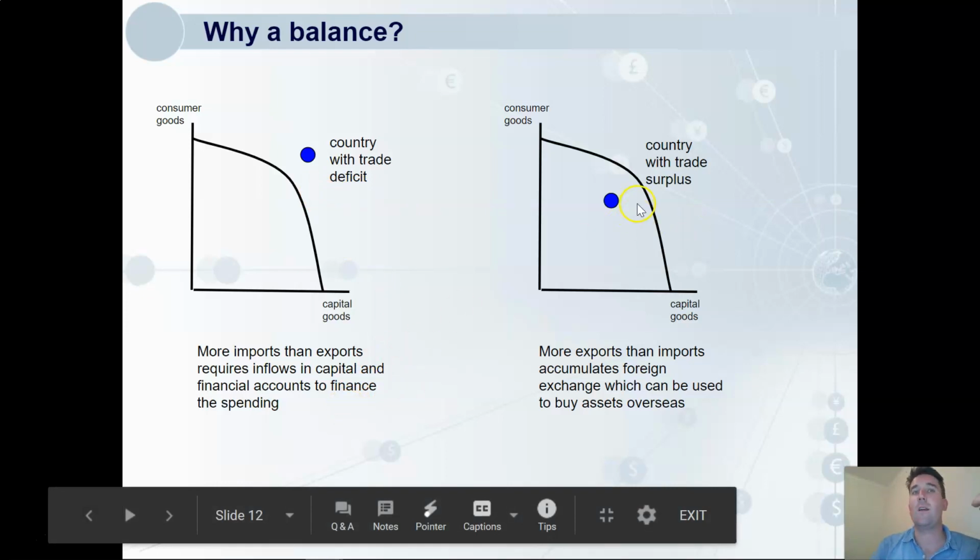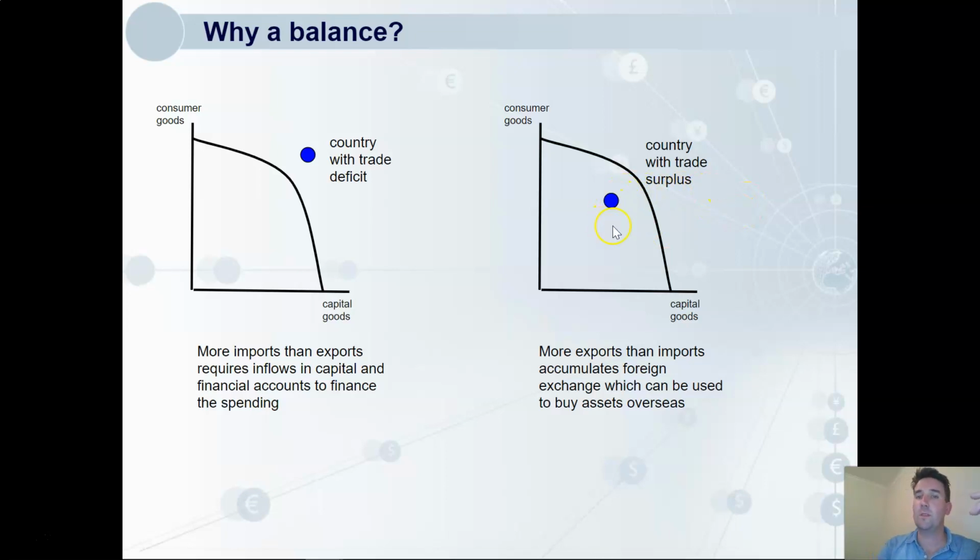When we've got a current account surplus, this means that we consume within our PPC. We earn more than we spend. So the surplus of funds into our current account that we've got means we buy assets overseas. So we send money out through the financial account. There's a financial account surplus.